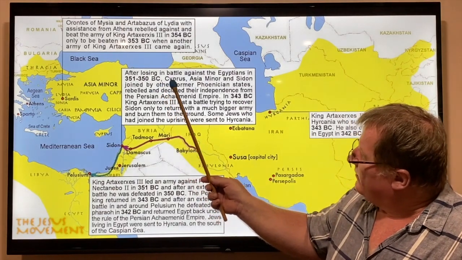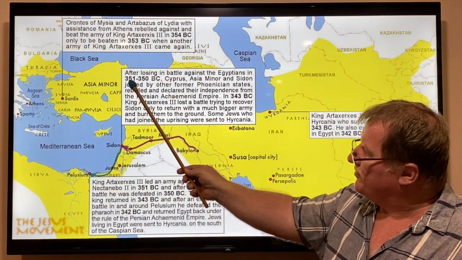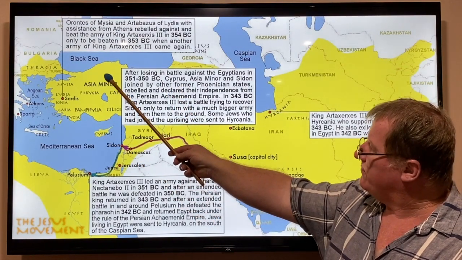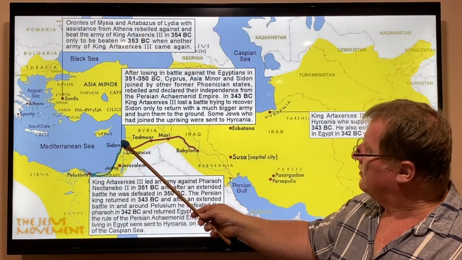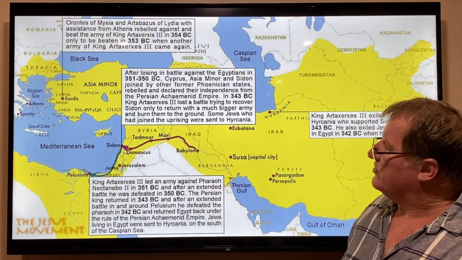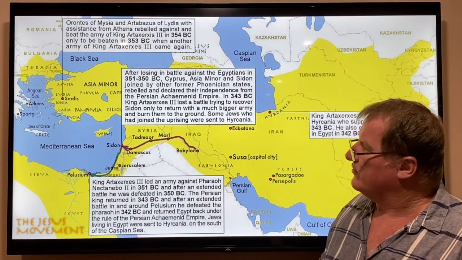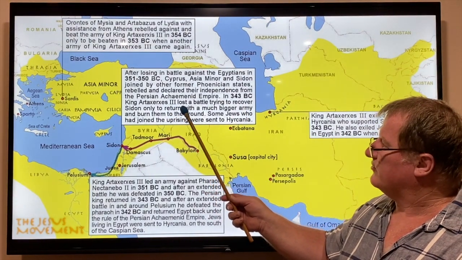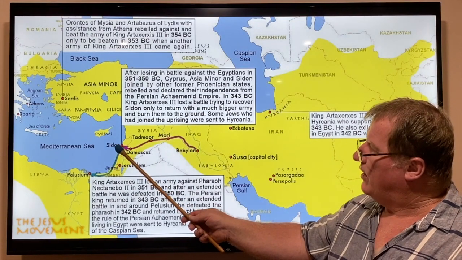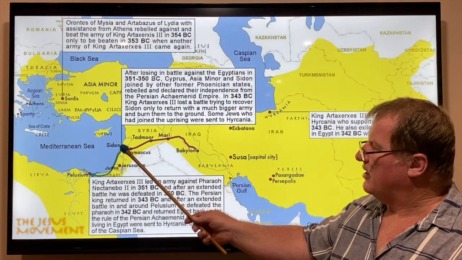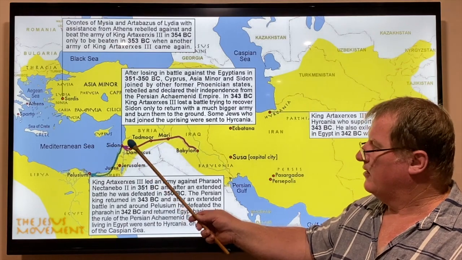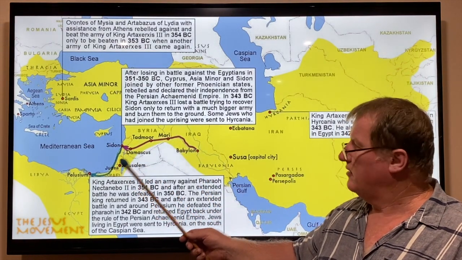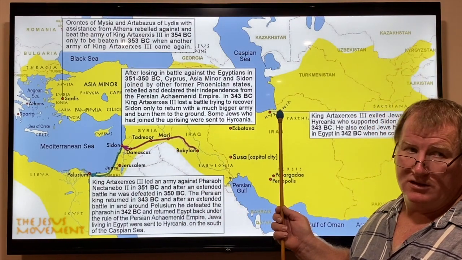So after losing the battle against the Egyptians in 351 and 350 BC, Cyprus, Asia Minor, and Sidon, joined by other Phoenician states, rebelled and declared their independence from the Persian Empire. In 343 BC, King Artaxerxes lost the battle trying to recover Sidon, only to return with a much bigger army, and he burned them to the ground altogether. Once again here, some Jews had joined the uprising, they're not far away, and they were sent out to Hyrcania.